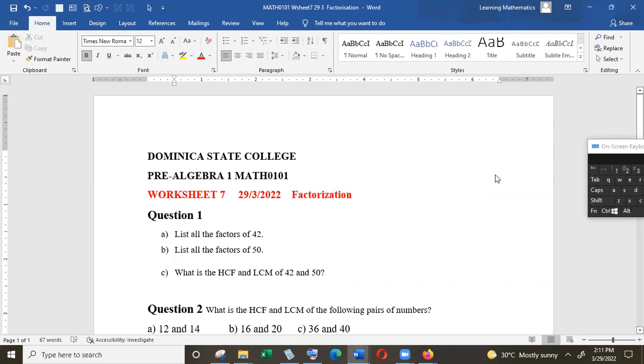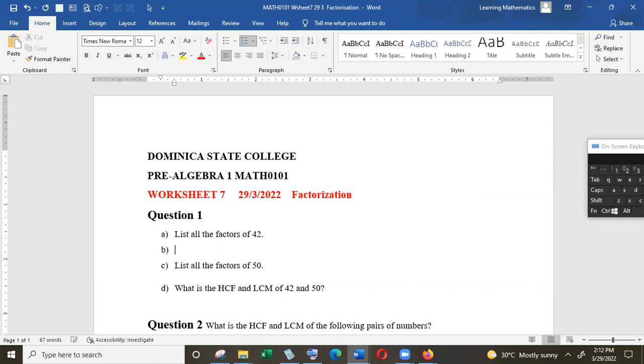So for worksheet 7, we are talking about question number 1. It says, list all the factors of 42, because the topic of the worksheet is factorization. So it's put in there to review the whole process of finding the factors. Here you have a question directing it towards how to find the factors of a number.